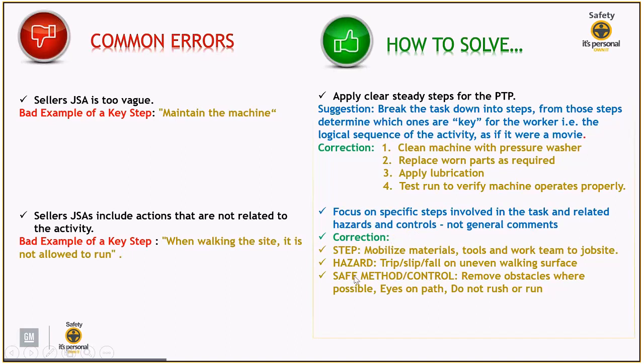So if we show them again the format that we're looking for, which are steps, hazards, and method of control, we would expect to see: the step is to mobilize material, tools, and work team to the job site. A hazard would be slips, trips, and falls on uneven working surfaces. And the method of control is to remove obstacles where possible, eyes on path, do not run or rush. So that's what we would expect to see.